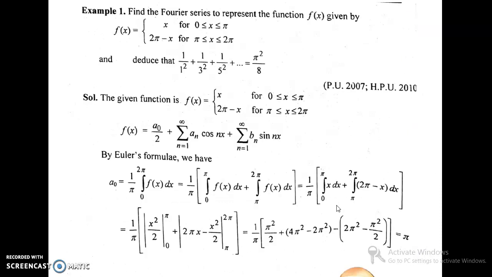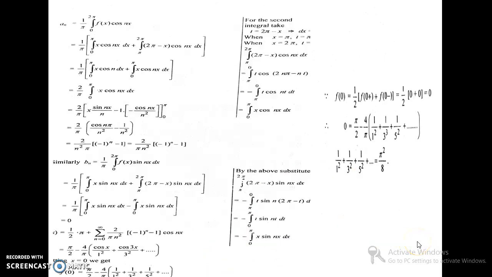Then next example, find the Fourier series of the given function and deduce this equation. First we find the Fourier series. Fourier series is defined by this equation where a0, an and bn are Fourier constants. First of all, we find the value of a0 equal to 1 upon pi integral 0 to 2 pi f(x) dx. 0 to 2 pi is the interval given in the statement. Function is defined as equal to x for 0 to pi, and function is 2 pi minus x for pi to 2 pi. Substitute the values. After applying calculation, the value of a0 is equal to pi.